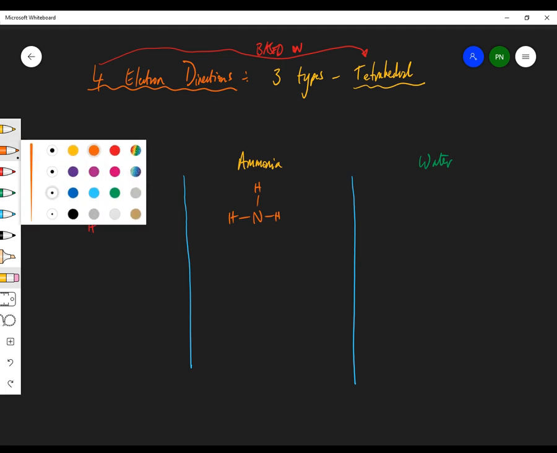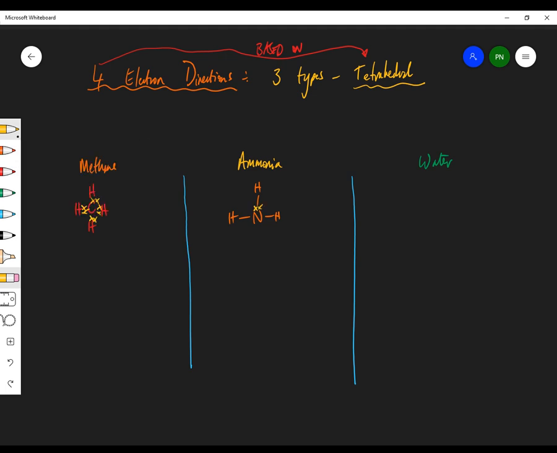It's got a bond there, 2 electrons, 2 electrons, 2 electrons. And interestingly, ammonia has also got a lone pair. So it's still 4 electron directions because of the lone pair.